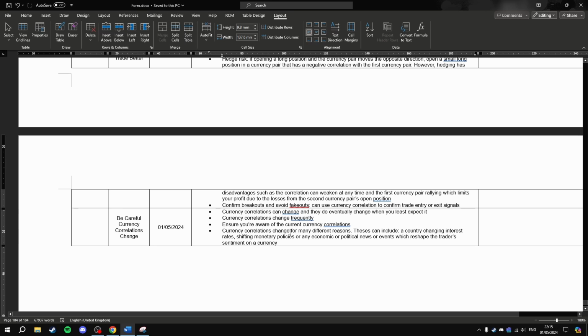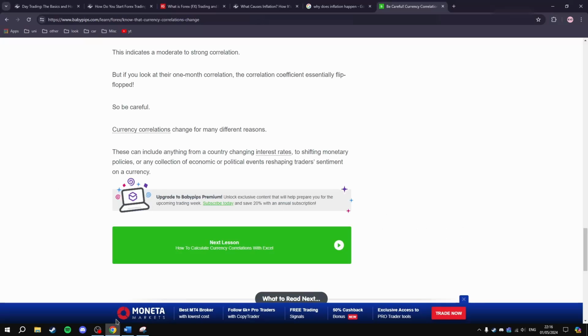Currency correlations change for many different reasons. These can include a country changing interest rates, shifting monetary policies, or any economic or political news or events which reshape the traders' sentiment on a currency.